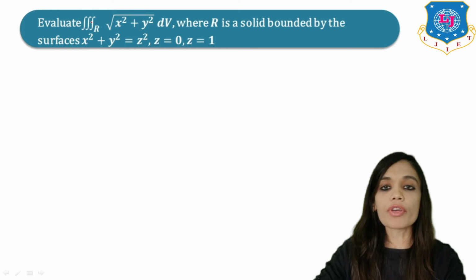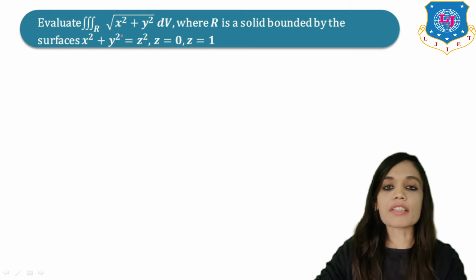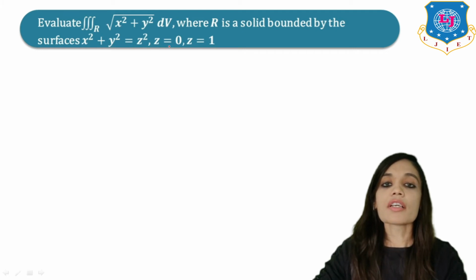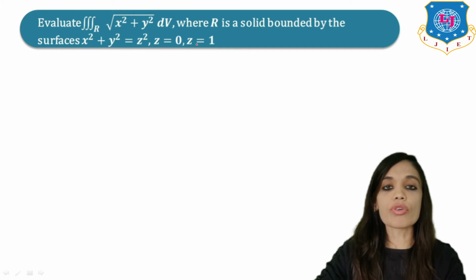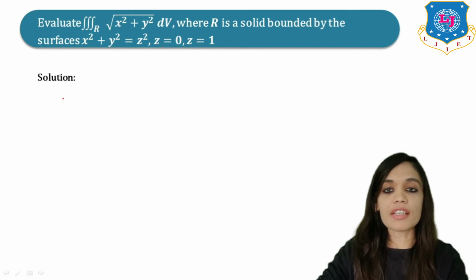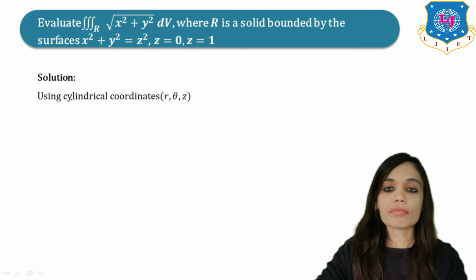Here we have to evaluate the triple integral over R of square root of x square plus y square dV, where R is a solid bounded by the surfaces x square plus y square is equal to z square, z is equal to 0 and z is equal to 1. So this is a cone and it is bounded by the planes z is equal to 0 and z is equal to 1. Okay, so now let us start with the solution.